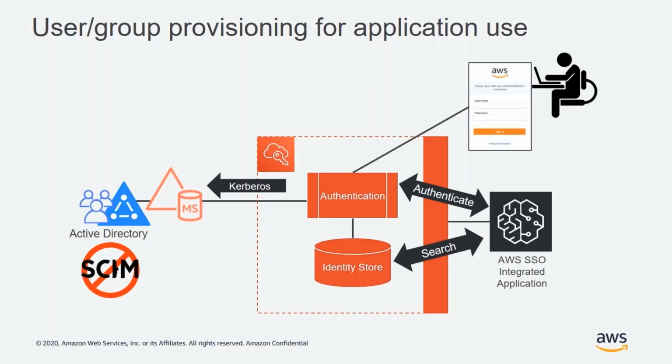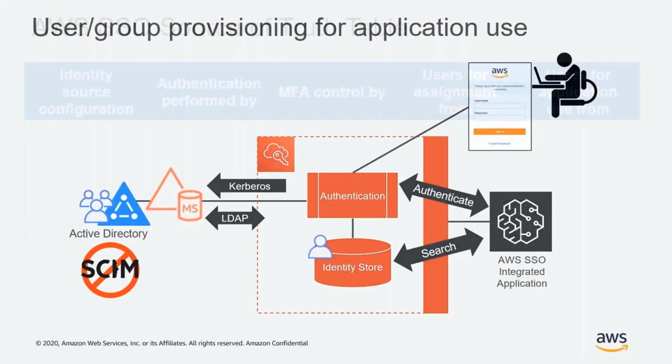When a user signs in to AWS SSO for any purpose, AWS SSO authenticates them using Kerberos. It then uses an LDAP query to get the user metadata, excluding the credentials, and it saves the information in the SSO Identity Store. From then on, the application can search for and work with that user's metadata.